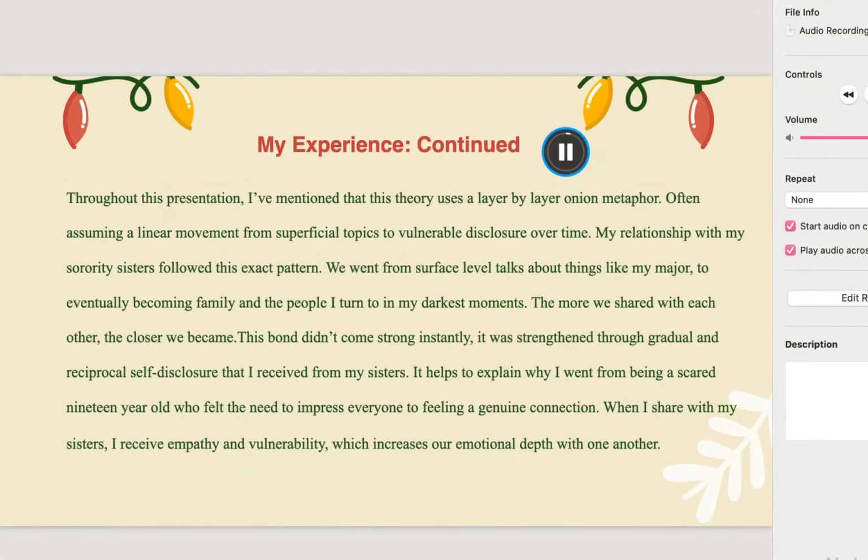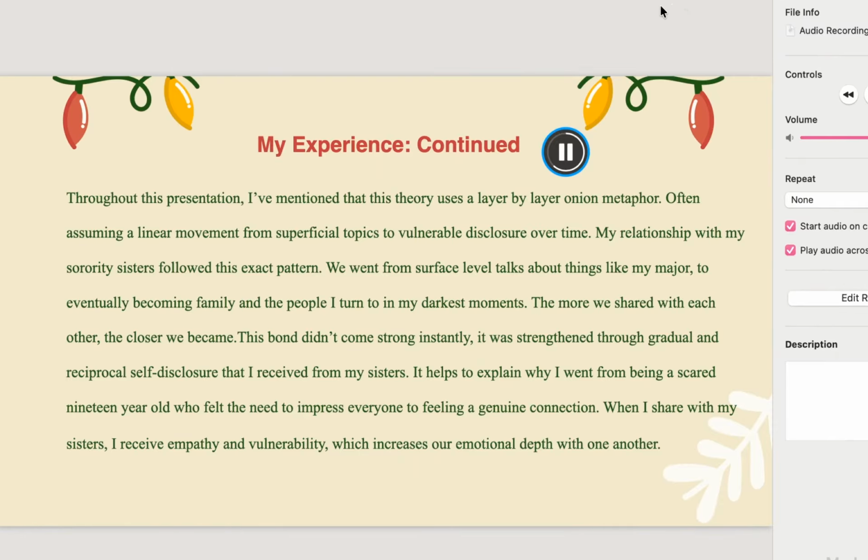Continuing my experience with SPT, throughout this presentation, I've mentioned many times the onion theory and that layer by layer metaphor, assuming a linear movement from superficial topics to vulnerable disclosure. I would say that my relationship with my sorority sisters over time has followed this exact pattern. We went from things like my name and where I'm from, these surface level talks, to these people being the ones that I turn to in my darkest moments and my proudest accomplishments.